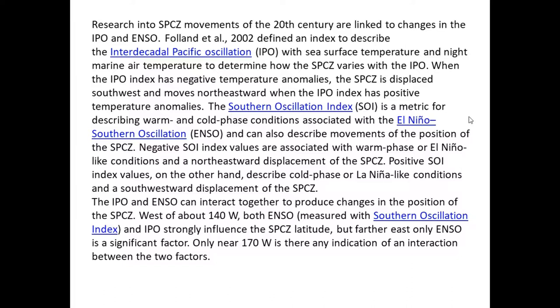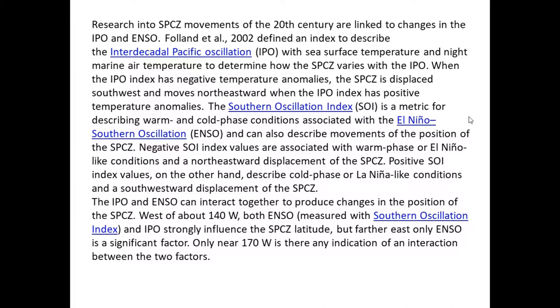The Southern Oscillation Index is a metric for describing warm and cold phase conditions associated with ENSO and can also describe movements of the position of the SPCZ. Negative SOI index values are associated with warm phase or El Nino-like conditions and a northeastward displacement of the SPCZ. Positive SOI index values, on the other hand, describe cold phase or La Nina and a southwestward displacement of the SPCZ. Basically, this is all tied together.